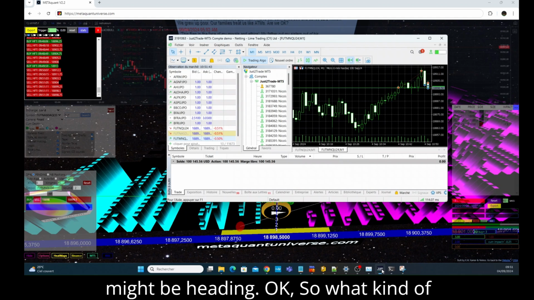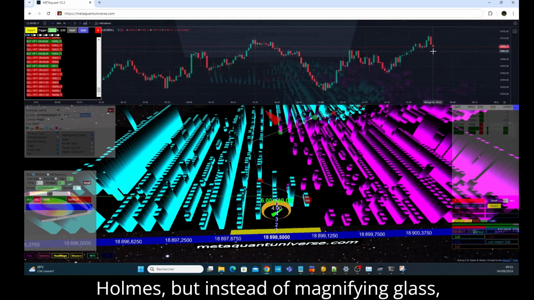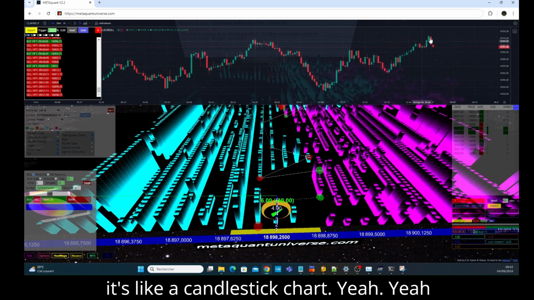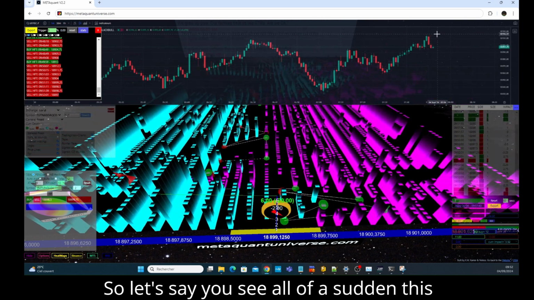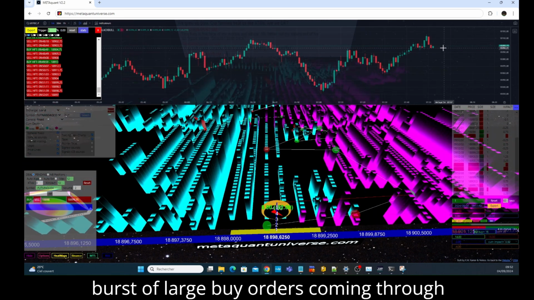Okay. So what kind of patterns? Give me an example. I'm picturing Sherlock Holmes, but instead of a magnifying glass, it's a candlestick chart. Yeah. So let's say you see all of a sudden this burst of large buy orders coming through on the tape.